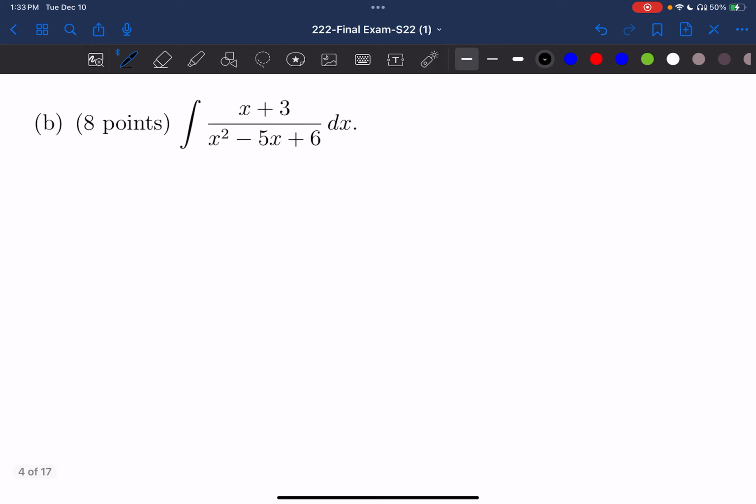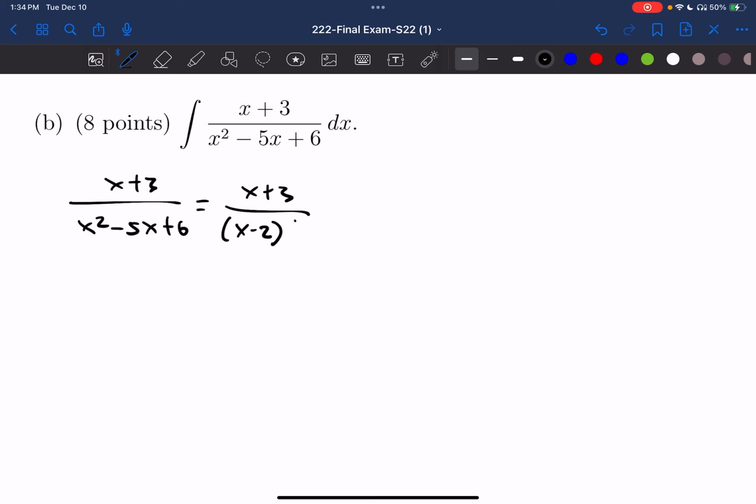Here, this is a very basic one, you should immediately be able to tell this is a partial fraction decomposition. x plus 3 over x squared minus 5x plus 6. What are two numbers that add up to negative 5 but multiply to positive 6? That would be a 3 and a 2, or negative 3, negative 2, sorry. Therefore, this will be equal to A over x minus 2 plus B over x minus 3.